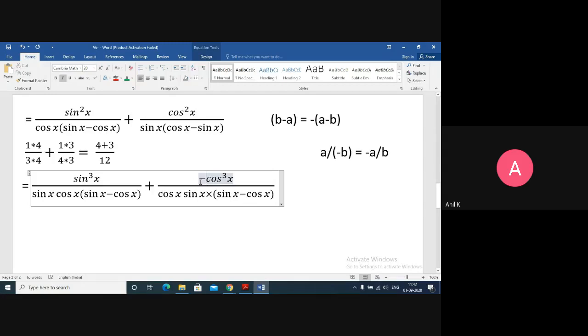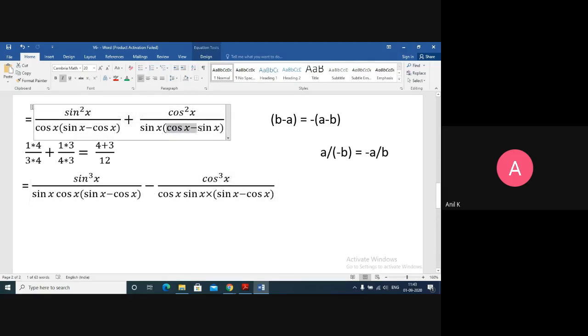So after transferring this minus sign to the numerator, this plus sign will multiply with the minus sign. So what do you get? Plus into minus, plus into minus is minus. So here I will get a minus sign. Okay, that's how this plus sign is transformed to a minus sign.